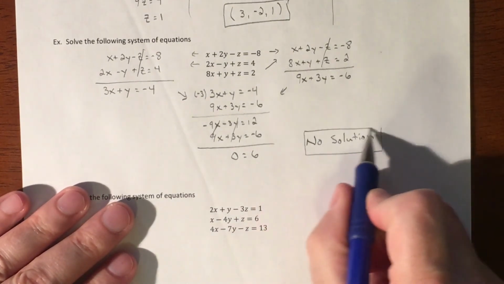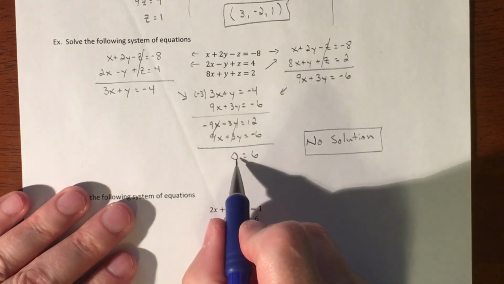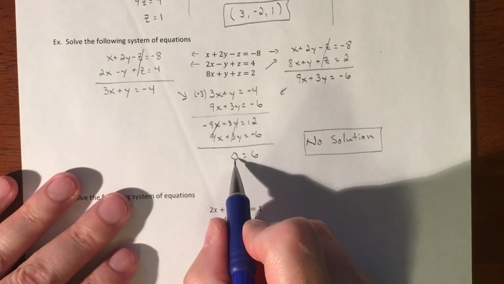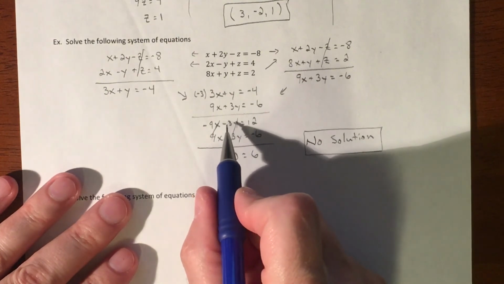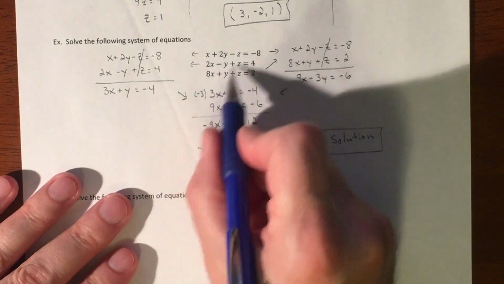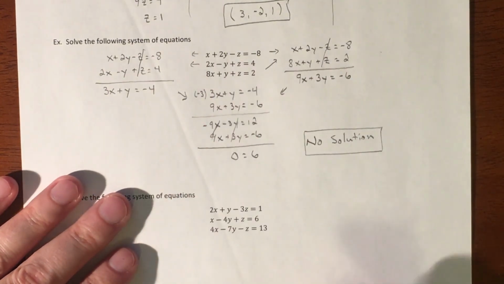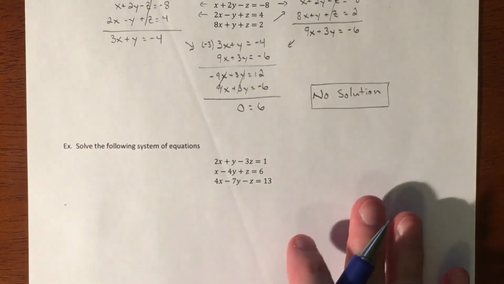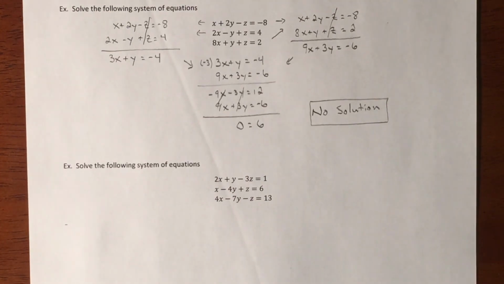But if we would have found a variable here, like an x value, then you would have plugged it back into here to find the y value, and then you would have taken the x and the y and plugged them back into here to find the z value. All right, and so we will do another example similar to that.